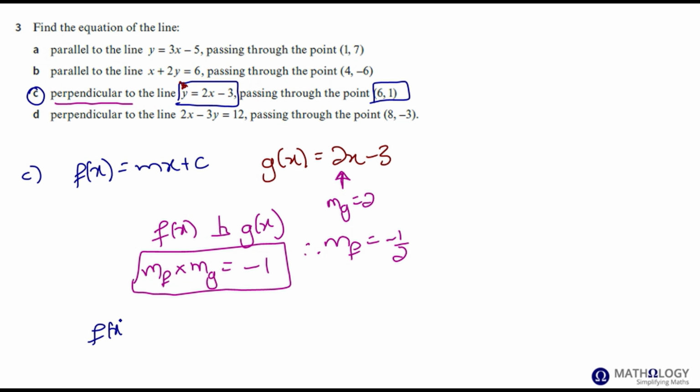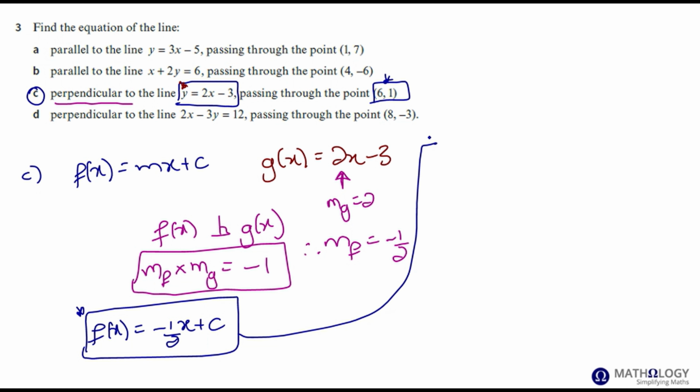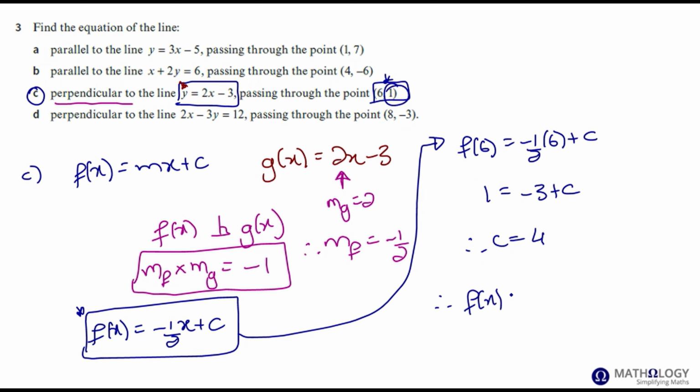So f of x therefore equals -1/2 x plus c. And now we substitute this point (6, 1) into f of x to determine the value of c. So f of 6 equals -1/2 times 6 plus c. f of 6 equals 1, so 1 equals -3 plus c. c equals 4. Therefore, f of x equals -1/2 x plus 4.